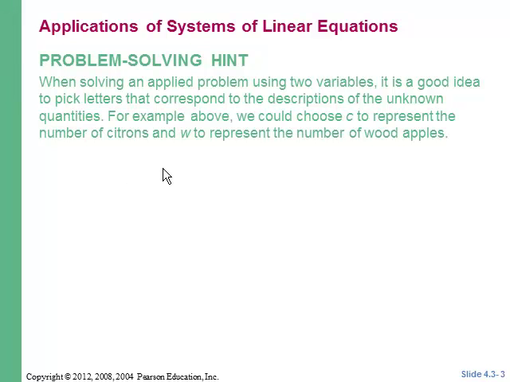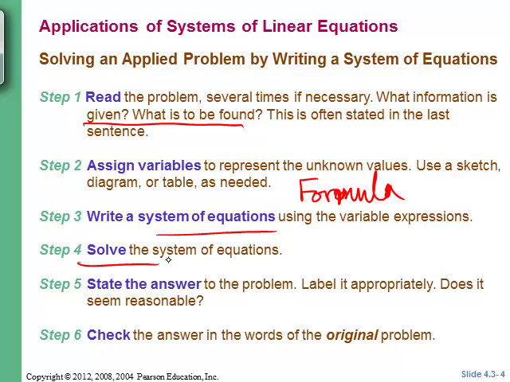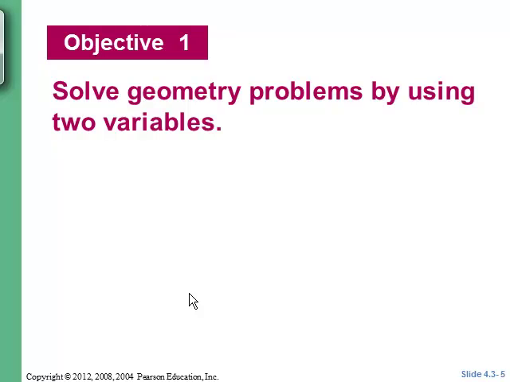When you have two variables, it's a good idea to pick letters that correspond, like C to represent citrons and W to represent wood apples. So you're going to read the problem until you know what you're looking for and what you're given. Then you're going to assign the letters and write the system of equations. Sometimes there will be a formula that you're going to have to know too. Solve the system and then answer your question.